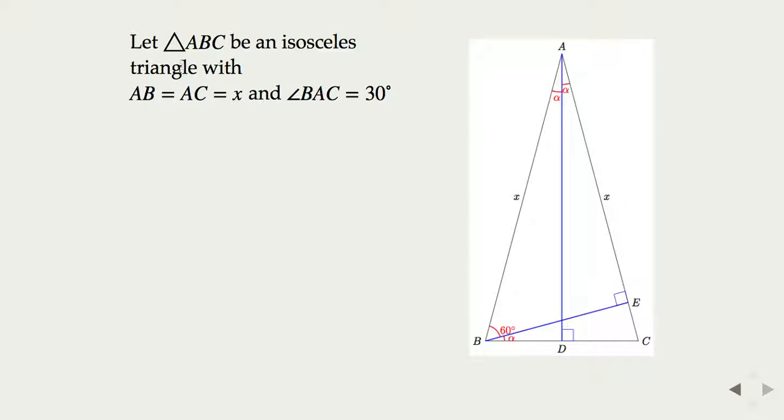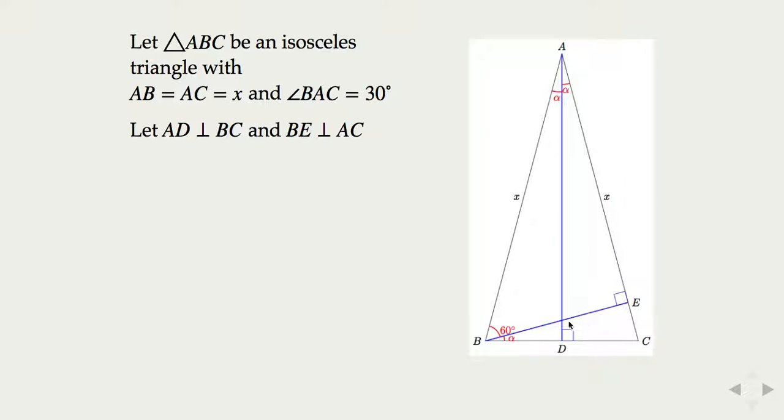We have the triangle. We assume that AB equals AC, and both equal x, and this angle here is 30 degrees. So what we do is draw a line AD perpendicular to BC. Similarly, we draw a line BE perpendicular to AC.